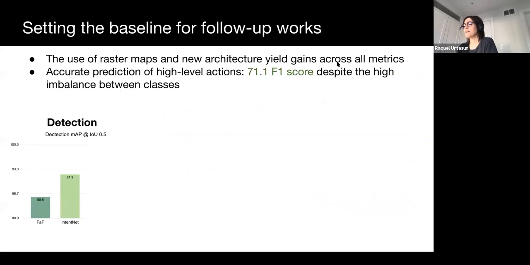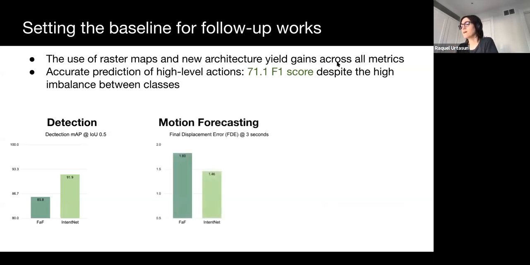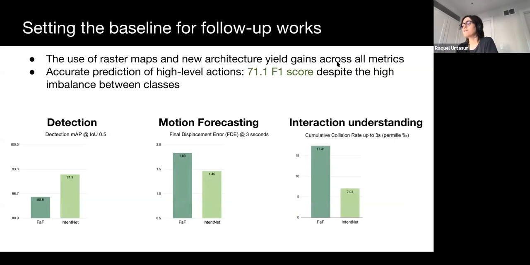Fast and Furious and IntentNet set a strong baseline for follow-up works. IntentNet's architecture with map fusion improved detection mean average precision by 6 absolute points. It reduced the final displacement error at 3 seconds into the future by 20%. And it improved the interaction understanding of the motion forecast, improving its consistency thanks to a bigger receptive field. We measured this by computing the percentage of collisions among the predictions of different actors, with lower being better since there are no collisions in our dataset.